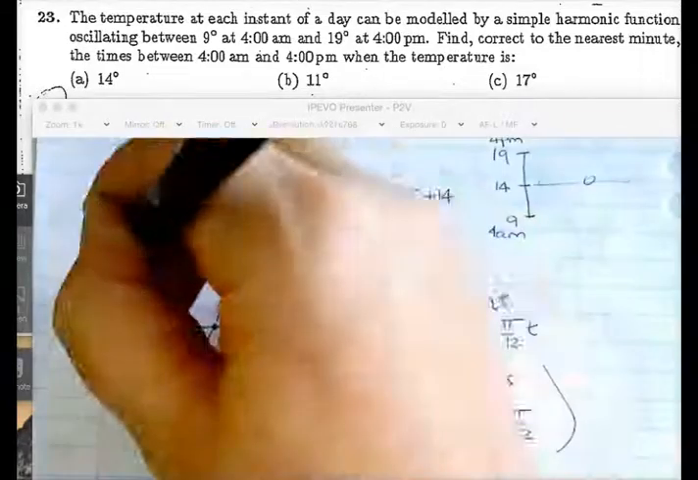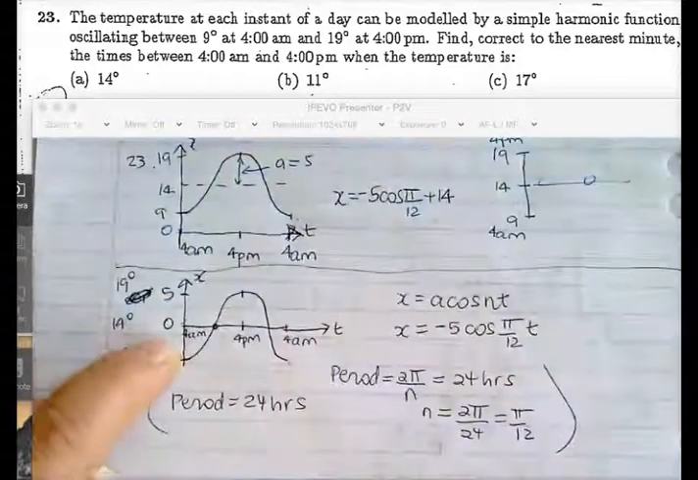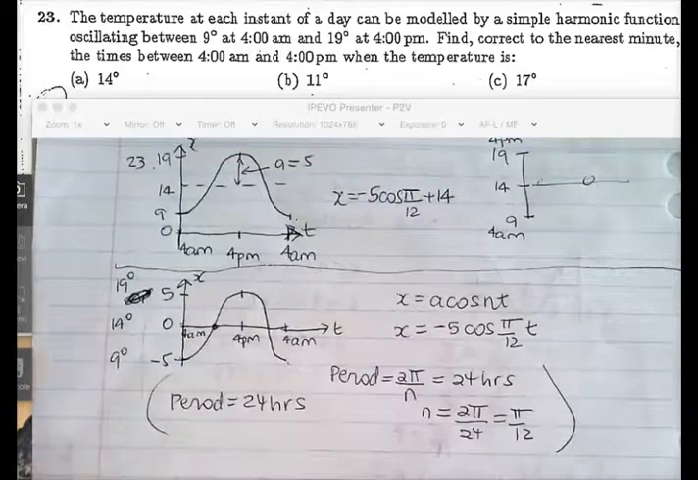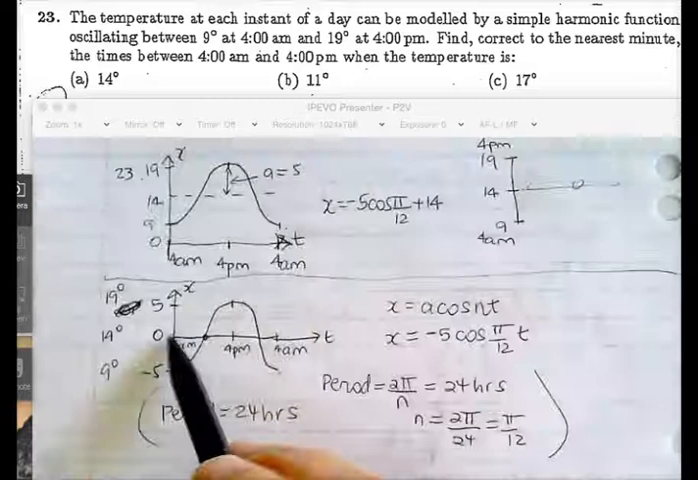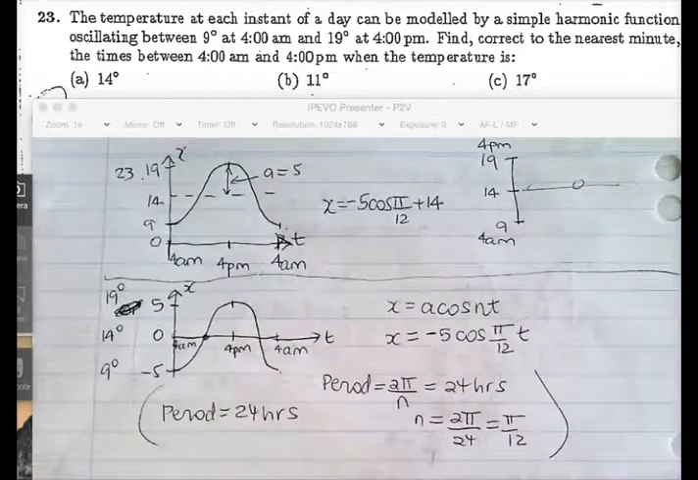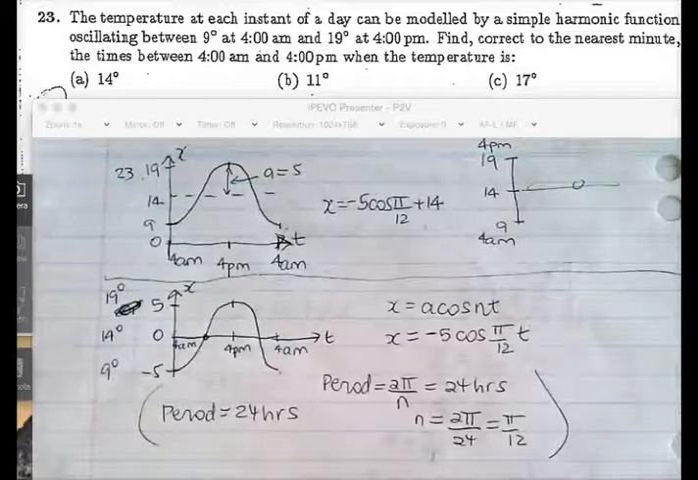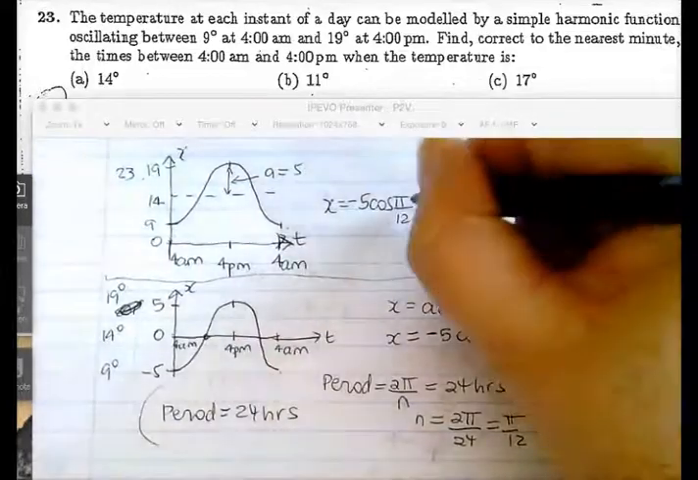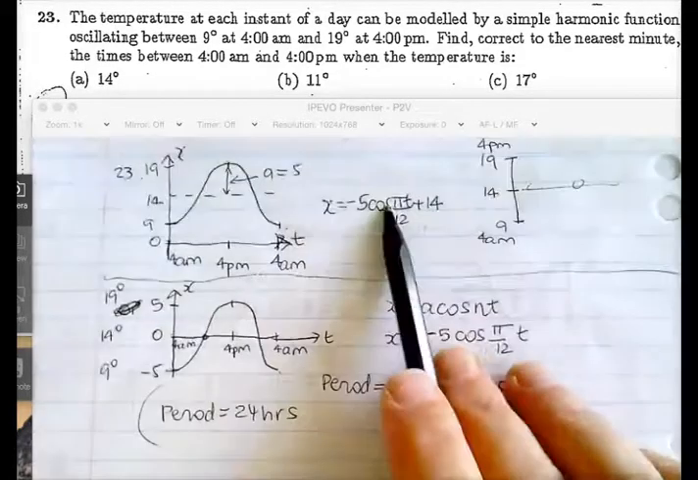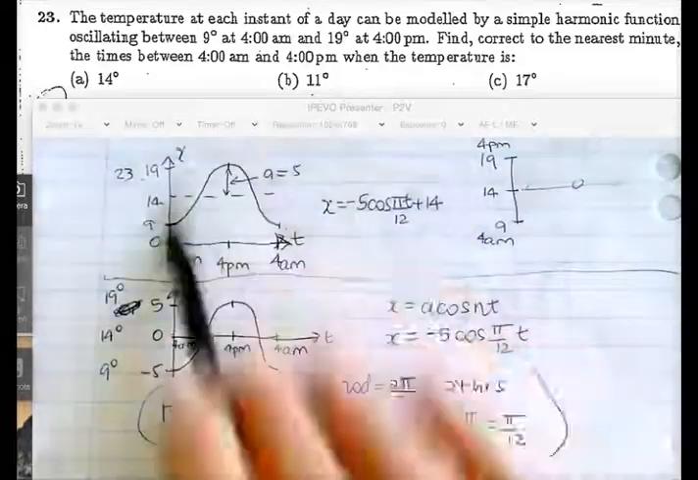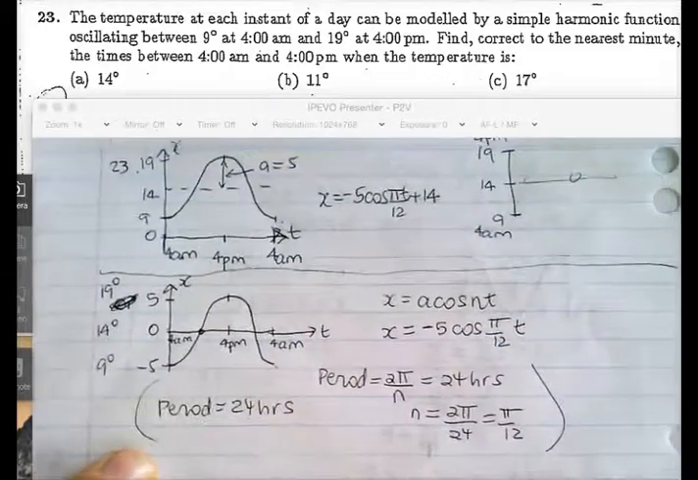But you have to know that 0 is 14 degrees. I think it's easier to do your center of motion around the center, to draw your graph around the center. Yes, I did forget the t for that one. So -5 cos pi t on 12 plus 14 if you were to use that one. I'm going to use the bottom one.